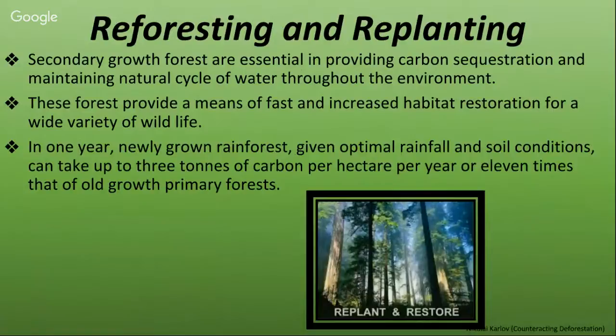And reforesting and replanting secondary growth forests are essential in providing carbon sequestration, which maintains the natural water cycle, and as well it provides a means of fast and increased habitat restoration for many wildlife varieties, creating increased biodiversity. In 1 year, given optimal rainfall and conditions, a new forest can take up nearly 3 tons of carbon per hectare per year, or about 11 times that of old-growth primary forests.